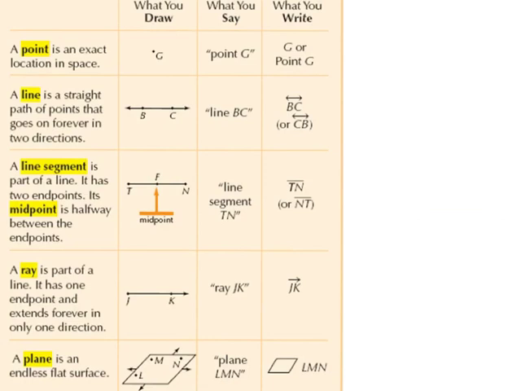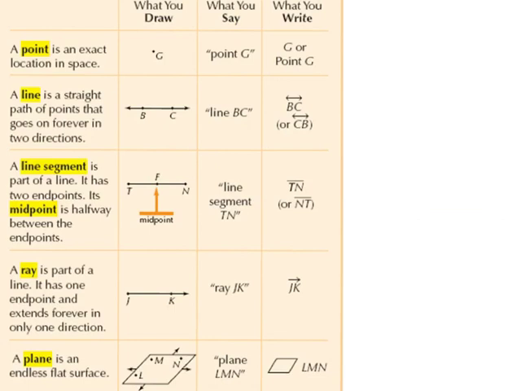Then a line is a straight path of points that goes on forever in two directions. Therefore you see the arrow at both ends. And this particular line has 2 points on it, point B and point C. So we're going to call this line BC. And when you write this, you have the line with the arrows in both directions over the letters BC or CB. It doesn't really matter what order you have those in.